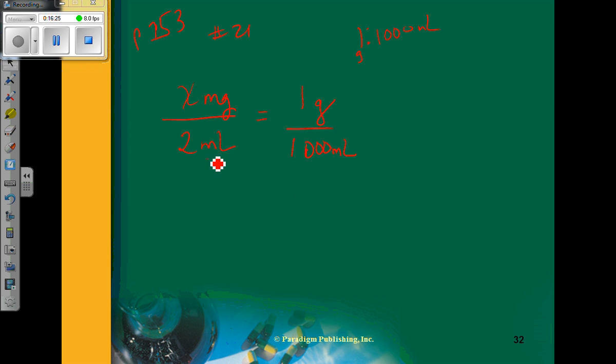Okay, so if you notice, we have our liquids the same, milliliters, and they're on the bottom. On top we have both weights, but we have milligrams and grams. So we want to convert your 1 gram over to milligrams, which would be 1,000. Okay, then cross multiply. X times 1,000 would be 1,000. 2 times 1,000 would be 2,000. Then you're going to simplify by taking out the zeros. 2 divided by 1 is 2, so your answer would be 2 milligrams.